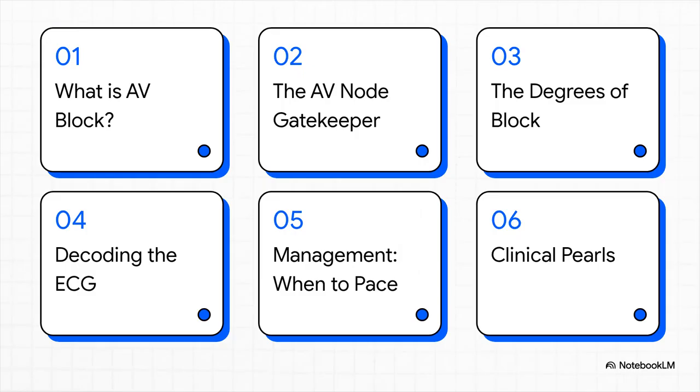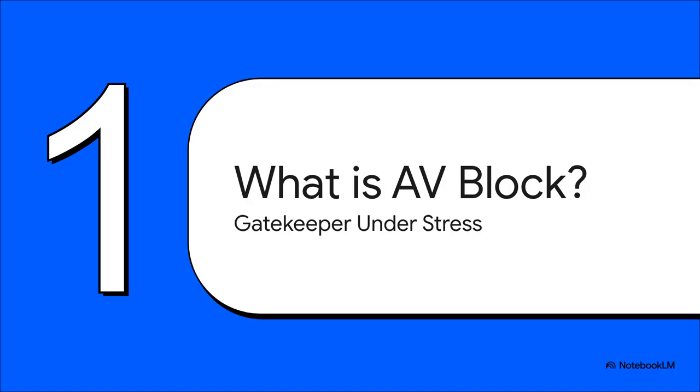So here's our game plan. We'll start with the basics. What even is AV block? Then we'll look at the AV node's super important job as the heart's gatekeeper. From there, we'll dive into the different degrees of block, figure out how to decode them on an ECG, talk about management, specifically when to pace, and we'll wrap up with some key clinical pearls. All right, let's jump right in.